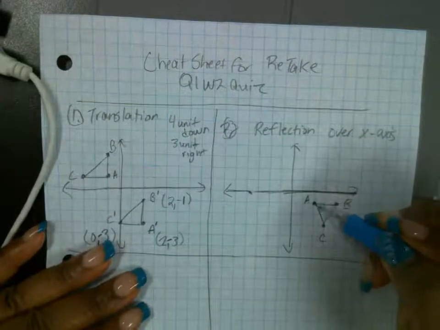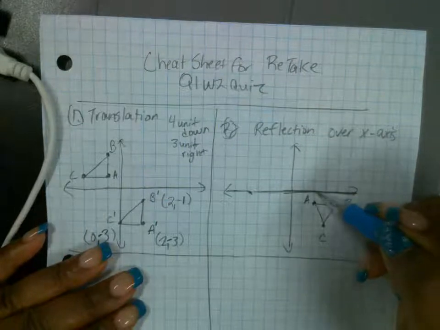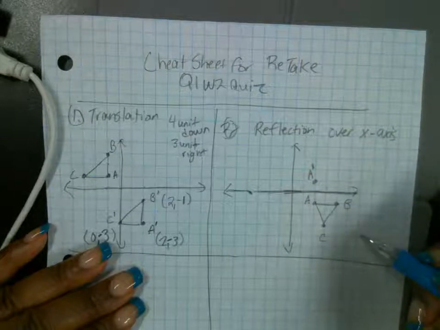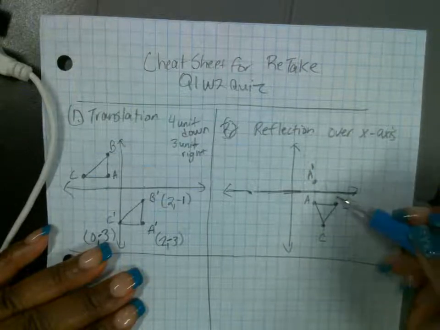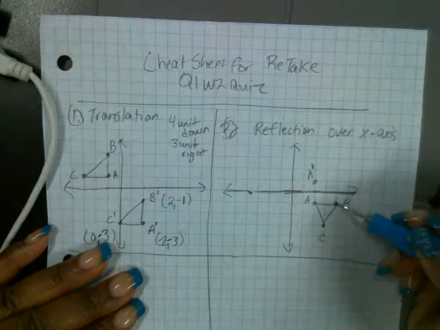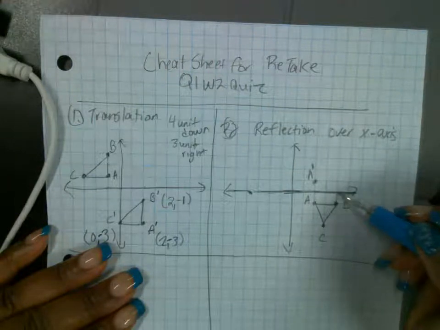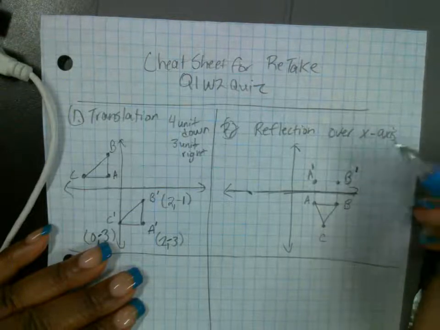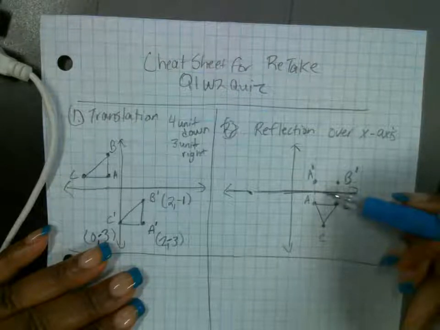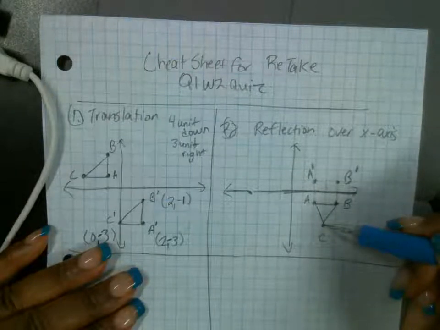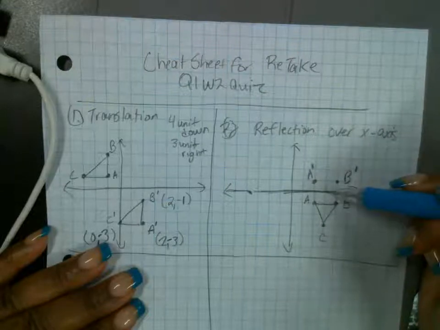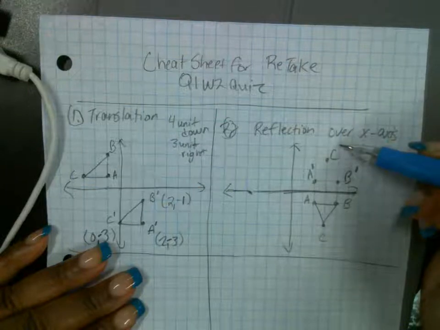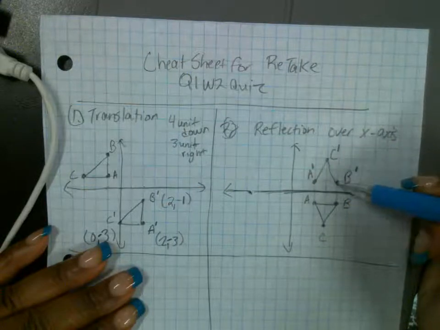So look at where A is below. It's 1 below. So when you flip it, it's going to be 1 above. This is my new A. Look at B. Look at where B is. It's below the line, 1 below. So when you flip it, it's going to be 1 above. This is B prime. So look at C. C is 1, 2, 3 below. So when you flip it, it's going to be 3 above. 1, 2, and 3. This is my new location for C.